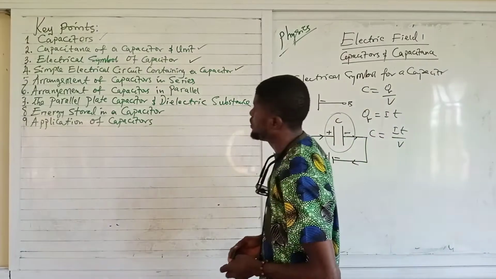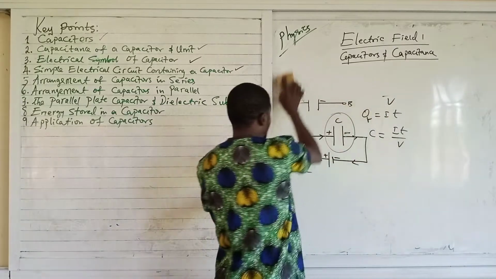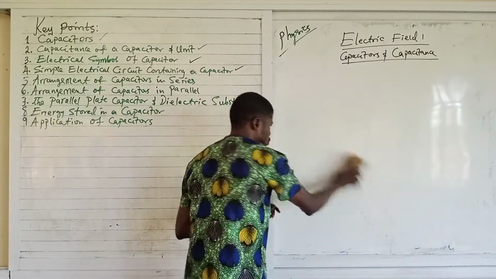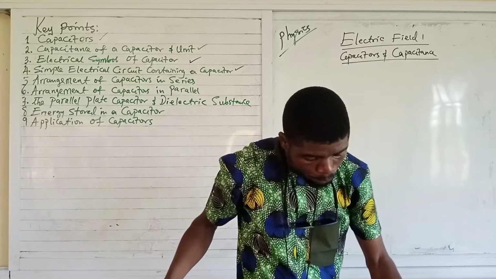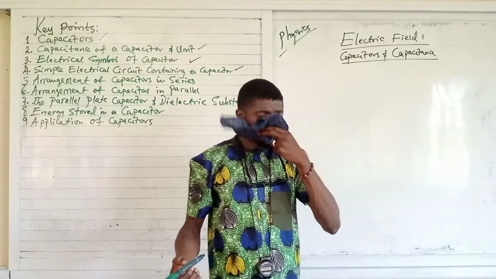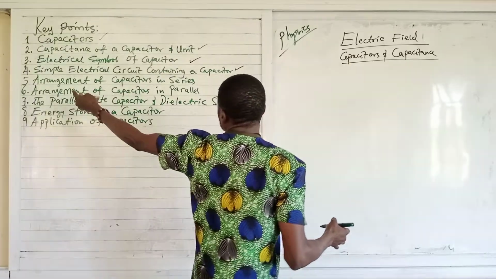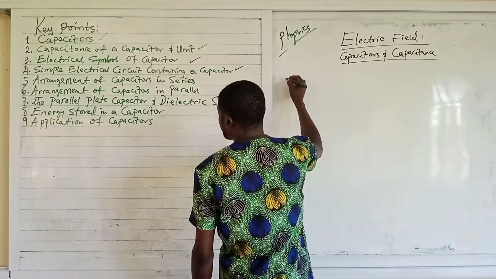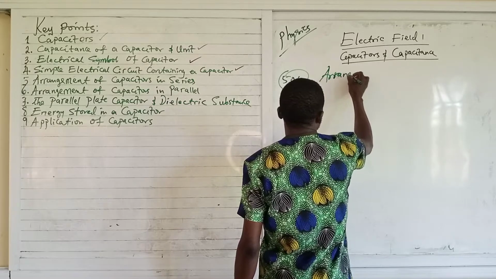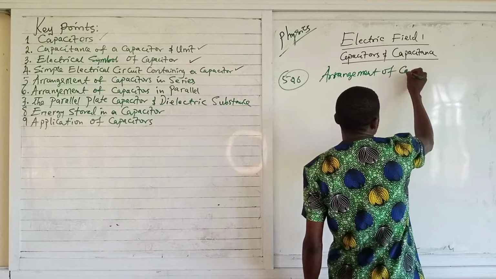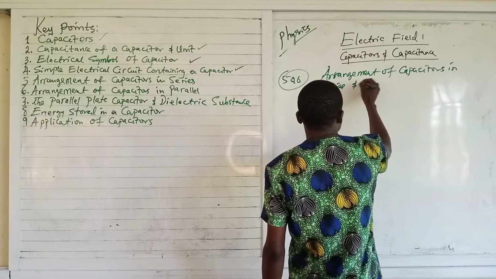We want to quickly look at arrangement of capacitors in series and in parallel. Anytime I am treating this particular section of the topic, what I always do is quickly do a recap on arrangement of resistors in series and in parallel, because that helps us to understand how to go about the arrangement of capacitors in series and in parallel. So let's write, point number 5 and 6: arrangement of capacitors in series and parallel.